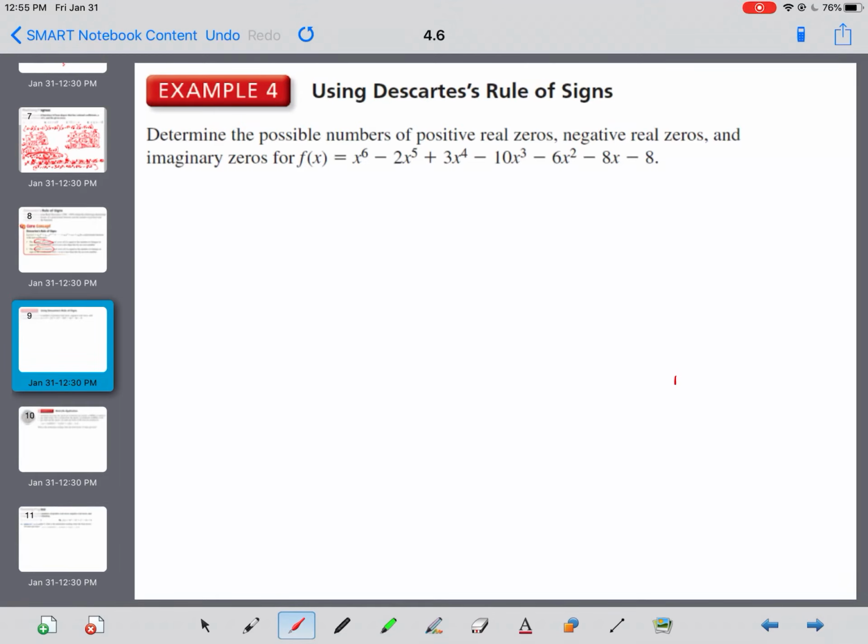So the way this works, this has a positive sign. So from here to here, that's a change. From here to here, that's a change. From here to here, that's a change. And then it doesn't change after that. So there are 3 changes. So for positive, there could be 3 or there could be 1.